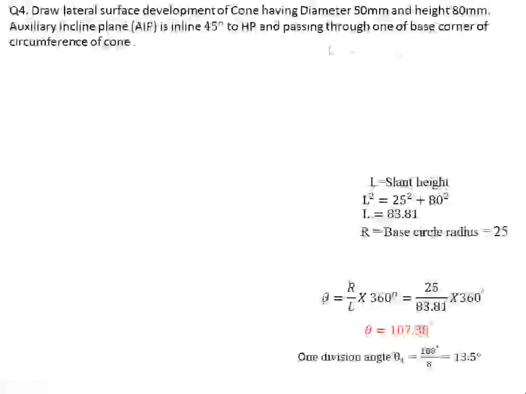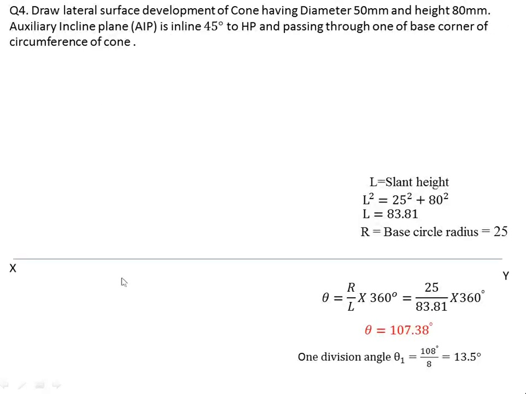Lateral surface development of cone having diameter 50 mm and height 80 mm. Auxiliary inclined plane is inclined 45 degree to HP and passing through one of the base corner of the circumference of a cone. Now for this, first we have to draw the front view and top view of a cone. Draw XY line. In top view, cone looks like a circle, so I have drawn the circle of diameter 50 mm.